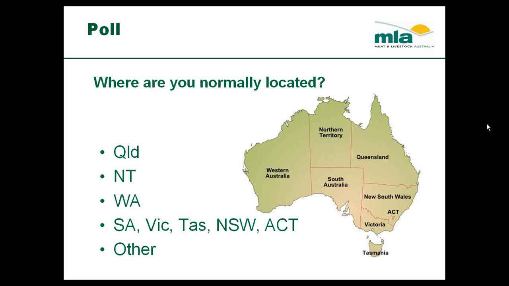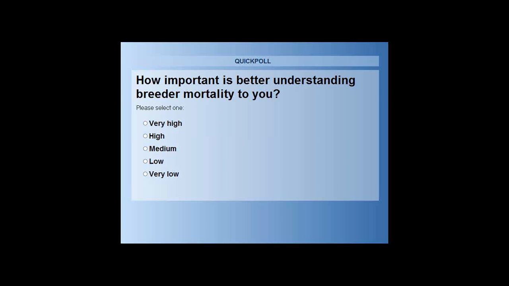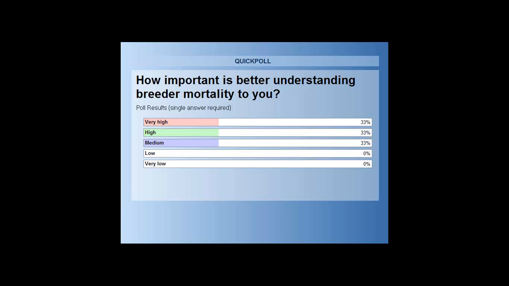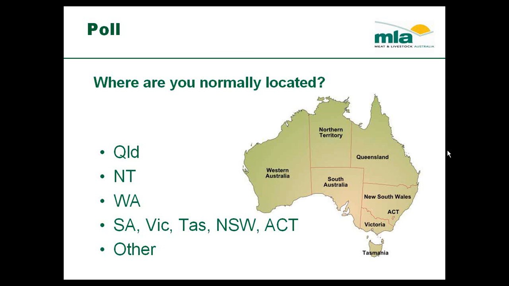Now I'll just hide that, and I'll just ask one more question of you, and that is, how important is better understanding breeder mortality to you? So, is it very high, high, medium, low, or very low? So can you just indicate on that? That'll help our speaker understand a bit more about today's audience. That's great, and I can see most people have voted, so 3, 2, and 1. Oh, okay, so that's good. So we've got a nice even spread between medium, high, and very high. Okay, that's good.